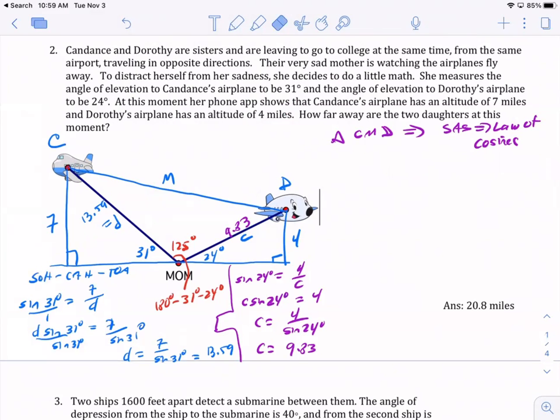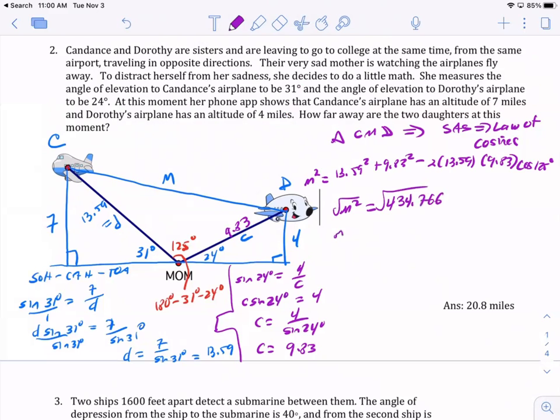Yeah, I ran out of room, so I'm going to rewrite it. You keep going. I'm going to use my calculator values to find the squares and stuff. Good. Yeah, you can just punch everything in. I got that m squared was 434.766. You may have something a little different if you round it, but it should be close. This should be 20.9.